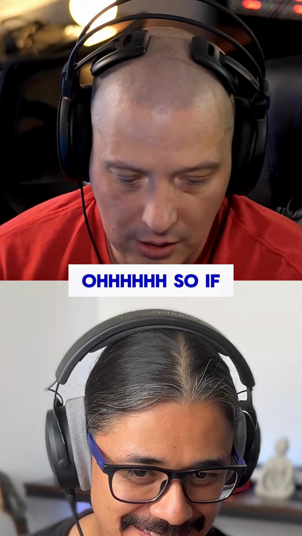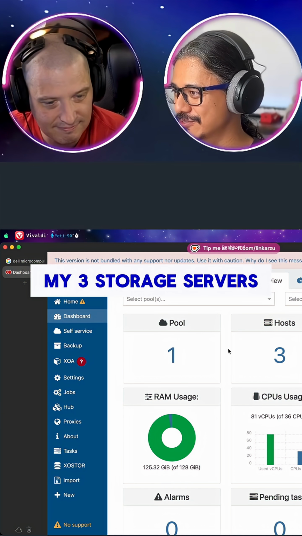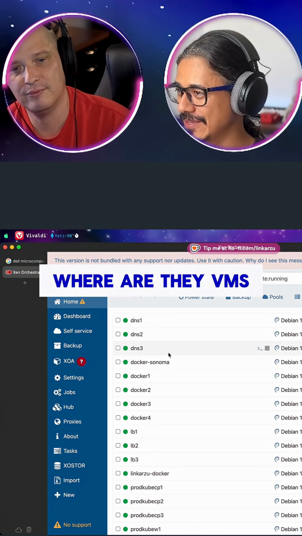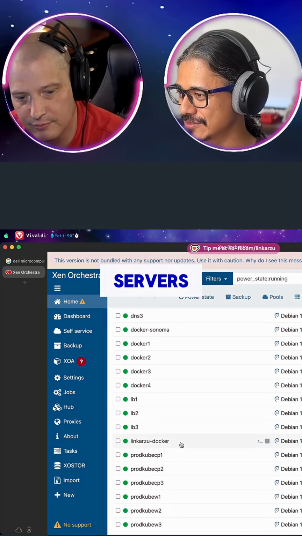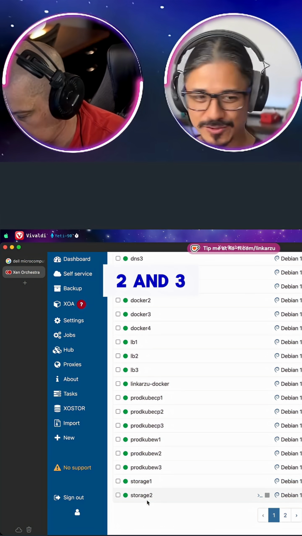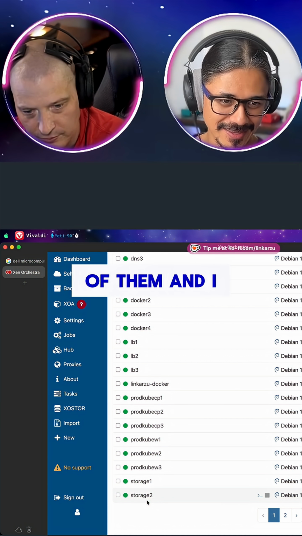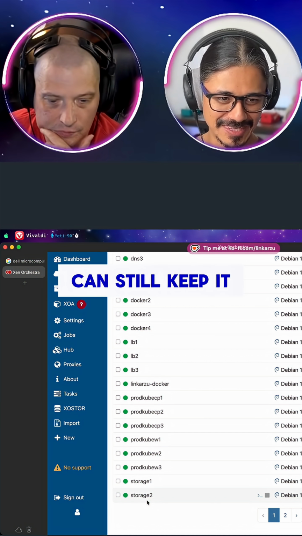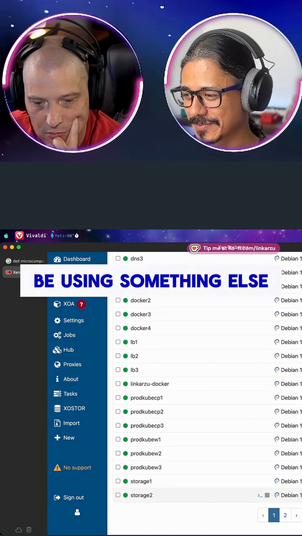Oh, so if I lose one of my 3 storage servers, I have them here. Where are they? VMs. These are my storage servers, storage 1, 2, and 3, right? So I can lose one of them and I can still keep it working. I know I should be using something else like Ceph.